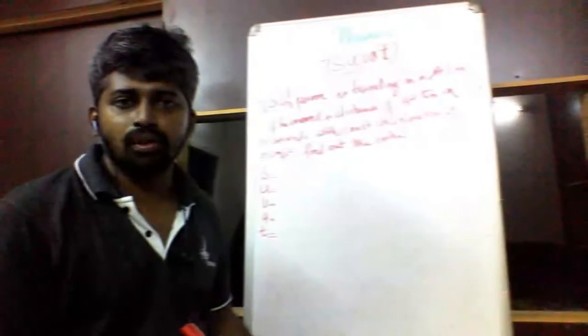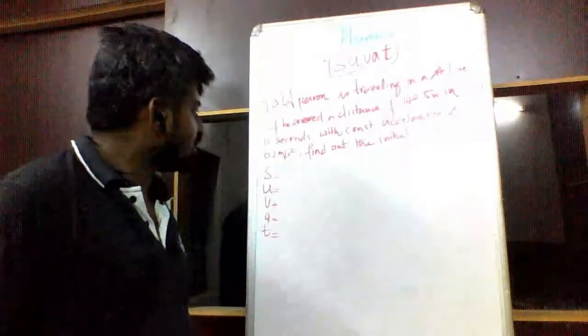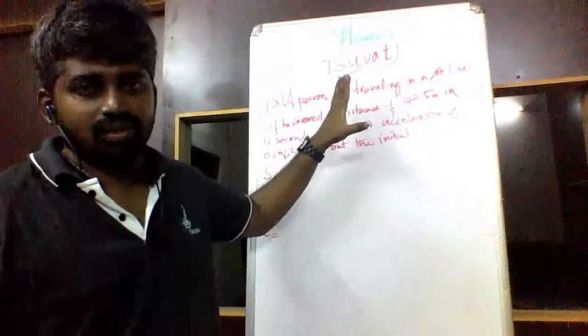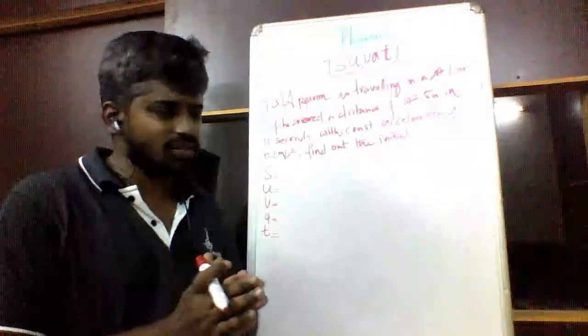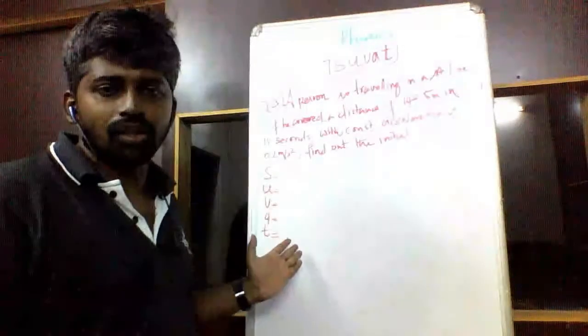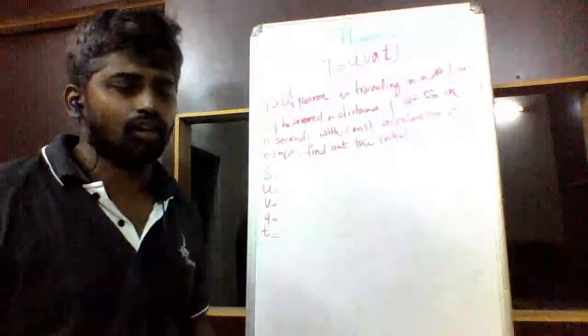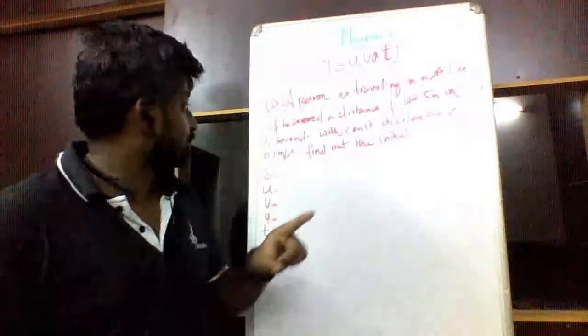This is the last example of these three equations of motion. You see, I already said SUVAT. These are the five variables of these equations. Once you know all these five variables and all the three equations, this is damn easy to solve any kind of problems. Okay, a person is traveling in a straight line.